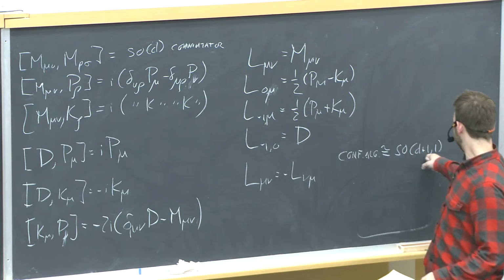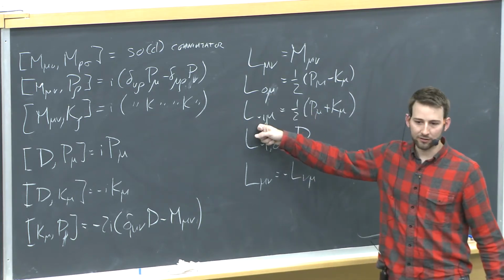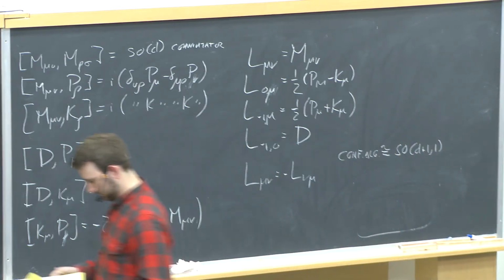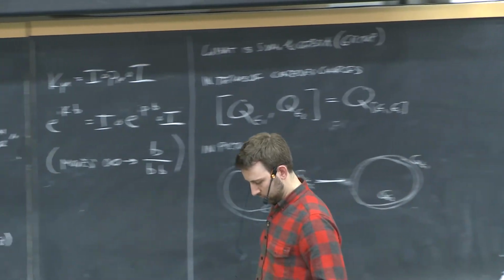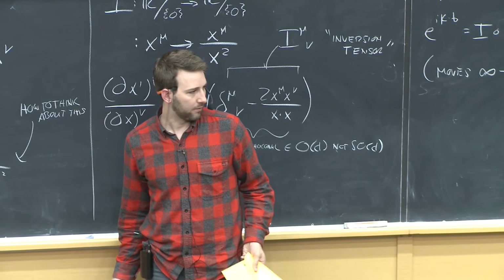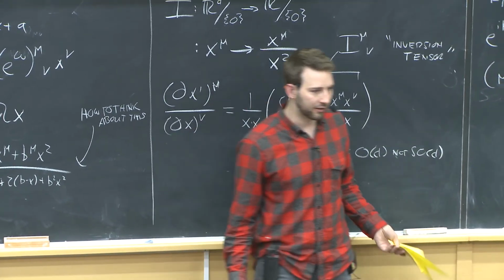So I had SO(D), and I get 2 extras from the 0 index and the minus 1 index that I've defined in this way. So the conformal algebra is a totally reasonable, simple algebra. It just acts on space-time coordinates in a complicated nonlinear fashion.